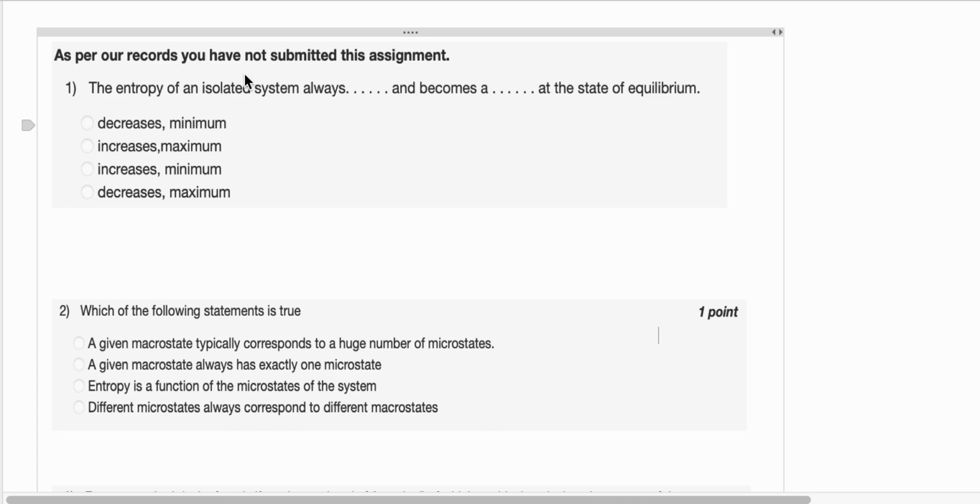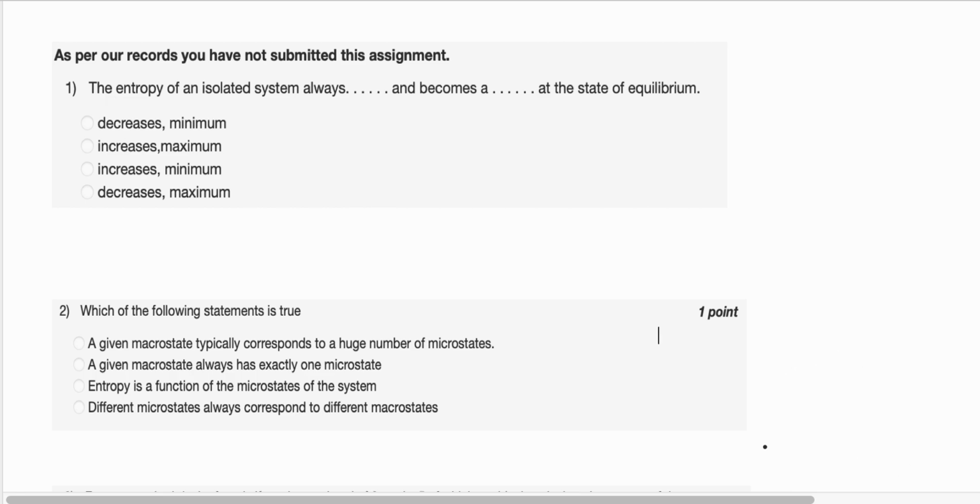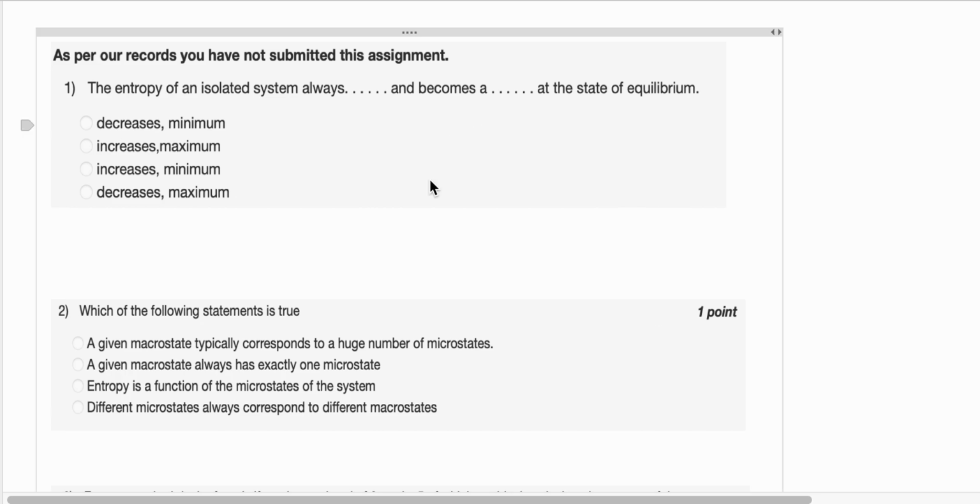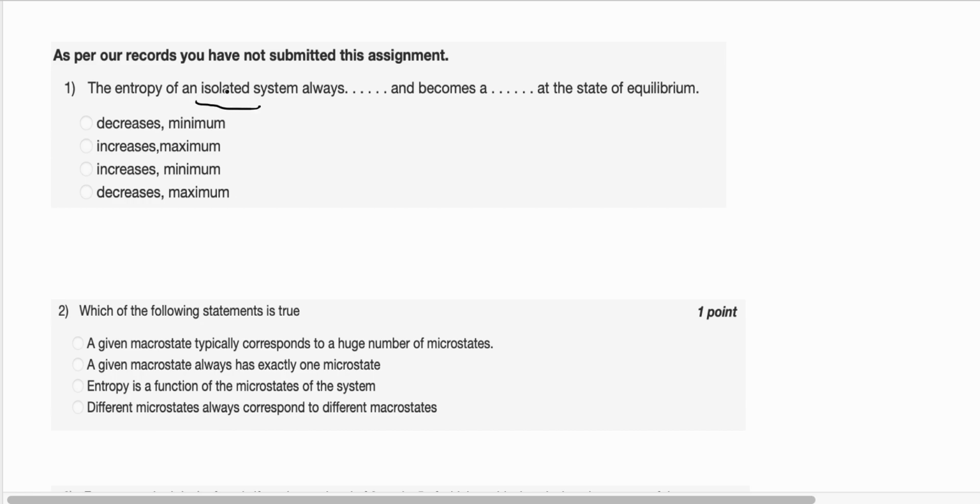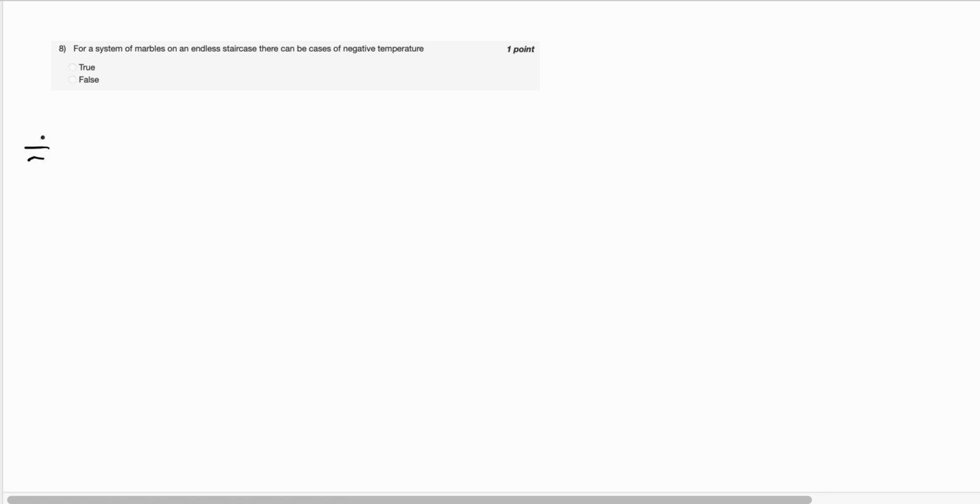In the first question, it is asked that the entropy of an isolated system always dash and becomes dash at the state of equilibrium. Now first we have to define what an isolated system is. An isolated system is defined by a thermodynamic system.